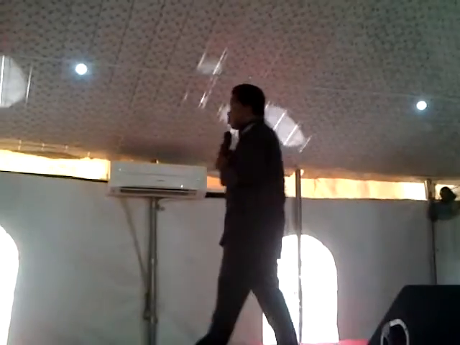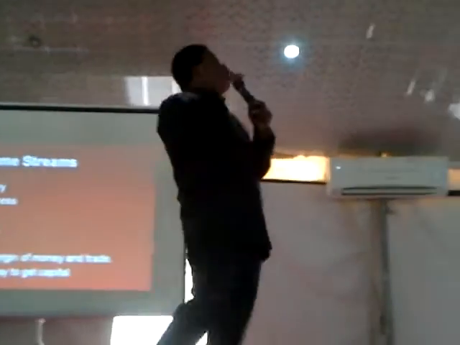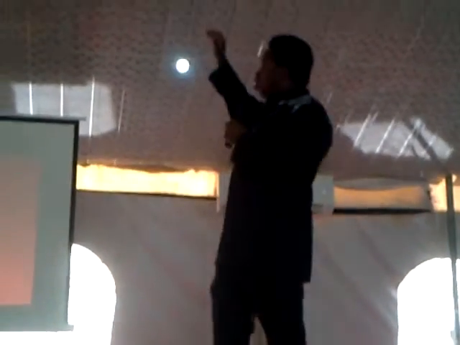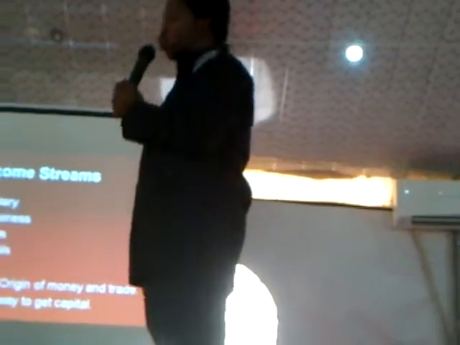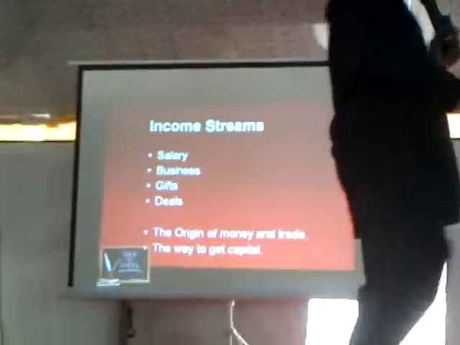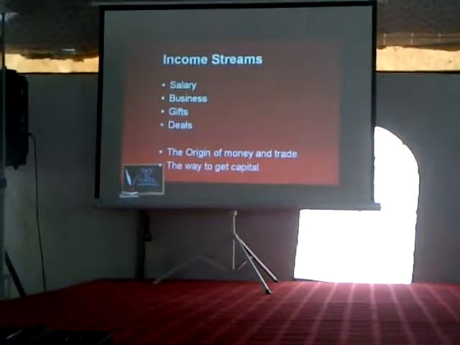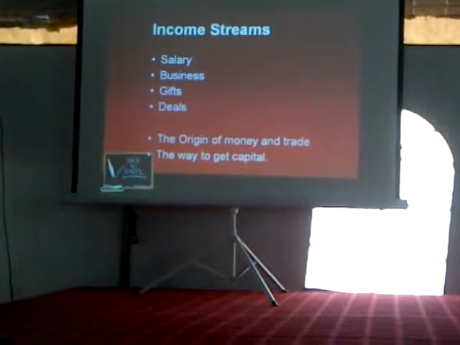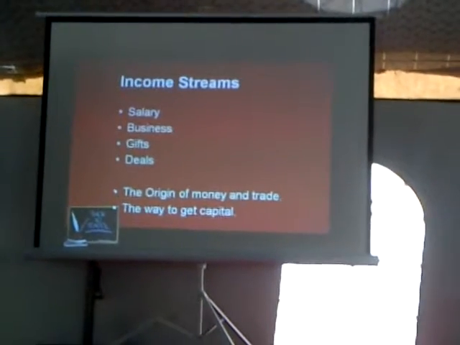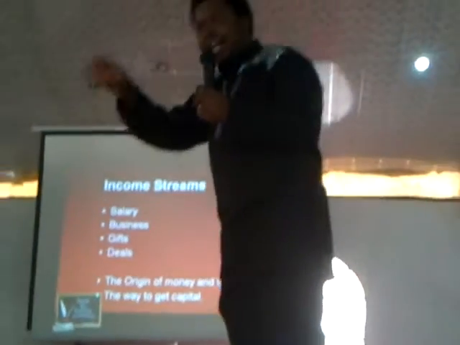The next column is active income. Active income is made up of one of the following: 1, you have a salary. 2, you are doing business. 3, you are collecting gifts. Or 4, you are doing gifts. On average, on a monthly basis, how much income do you currently earn? Calculate it monthly and write it down.